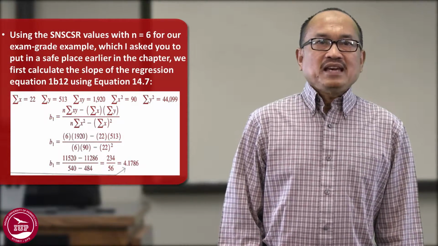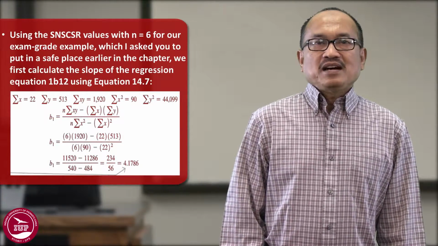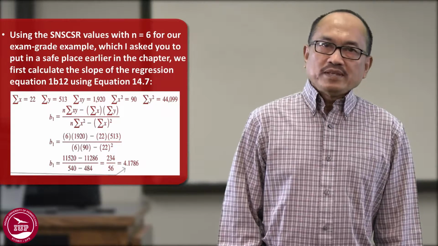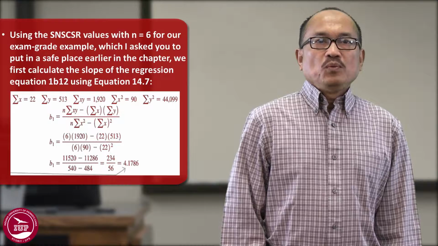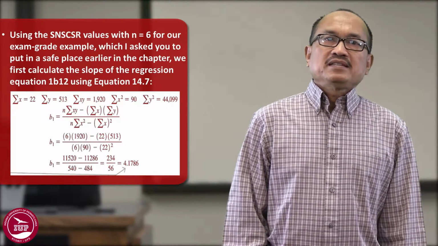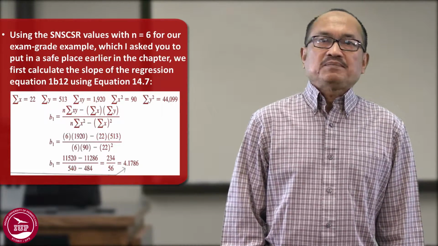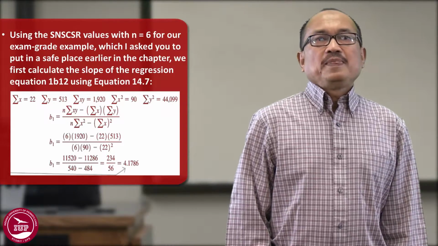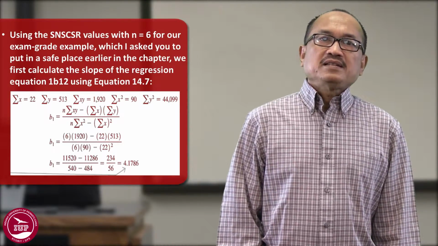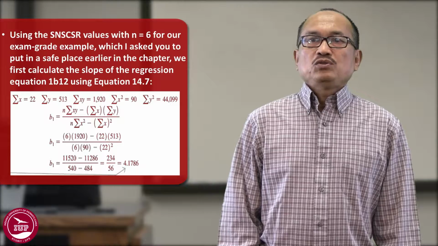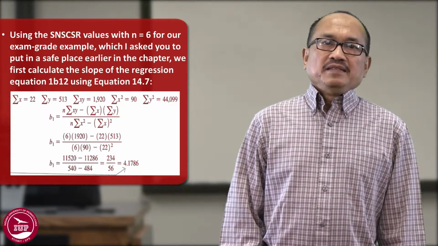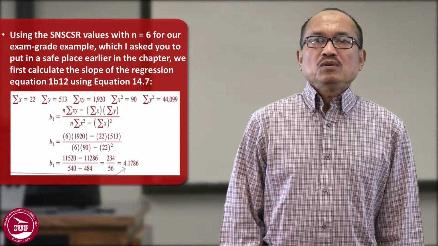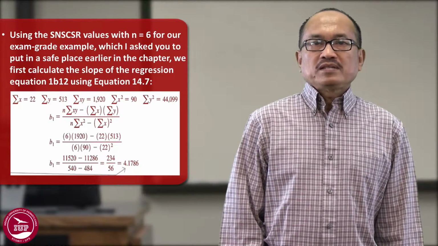Using the sums of squares values with n equals 6 for our exam grade data, which I asked you to put in a safe place earlier in the chapter, we first calculate the slope of the regression equation, b1, using equation 14.7. In this case, b1 is equal to 4.1786.